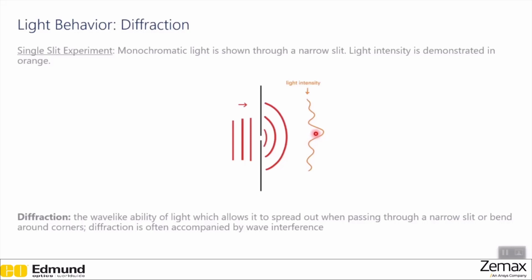It was found that the intensity at the center was the greatest, and the intensity slowly begins to fade off towards the edges of that arc. So again, this single slit experiment was a very good indicator of light behaving with diffraction. And diffraction is the wave-like ability of light which allows it to spread out when passing through a narrow slit or bend around corners. And diffraction is often accompanied by wave interference.